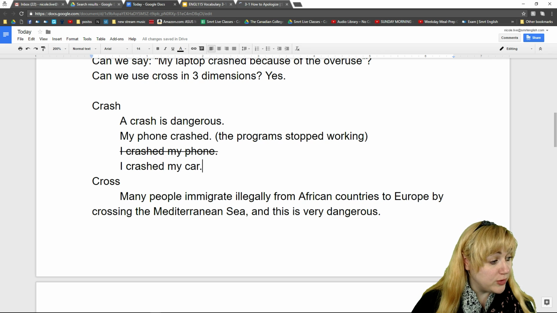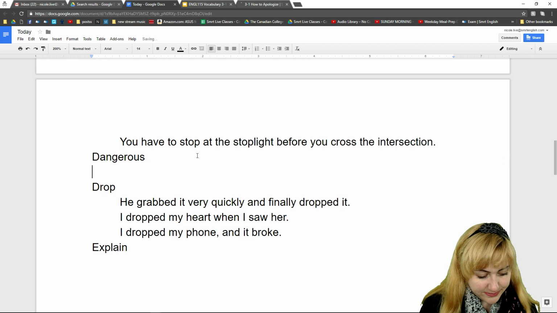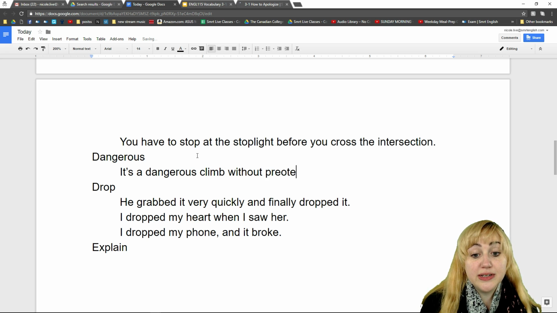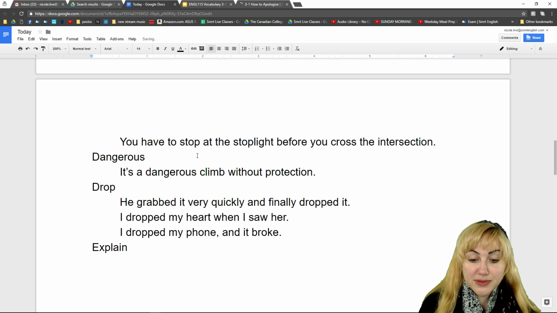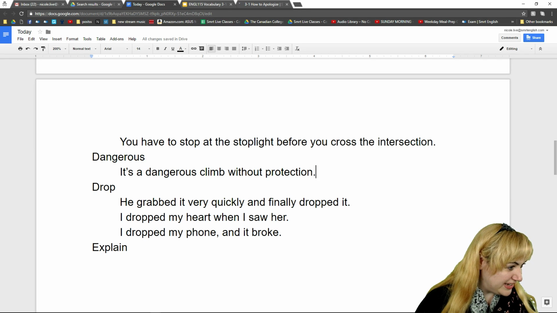It's a dangerous climb without protection. Oh, another one with dangerous. Let me write that here. It's a dangerous climb without protection. And climb was one of our vocabulary words from last time, so that's awesome. All right.